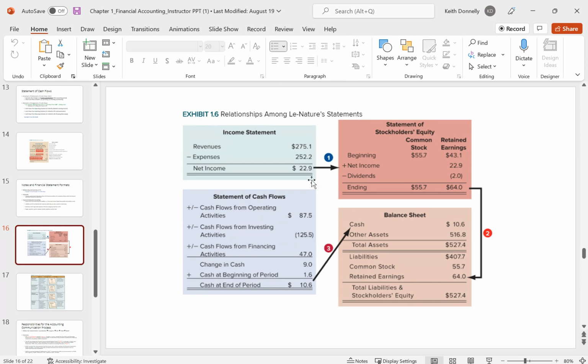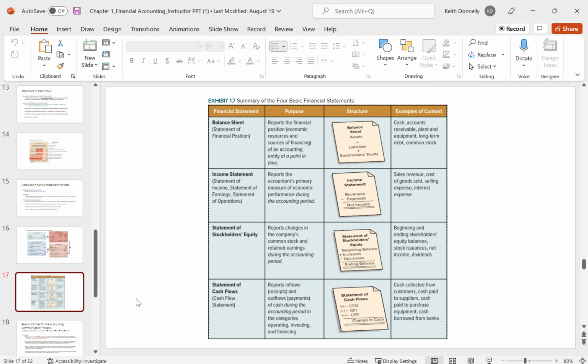So the idea here is you take your net income, the 22, right? That's used here, the 22. Your ending retained earnings, 64, is on the balance sheet. And then your ending cash from the statement of cash flows is your cash on the balance sheet. They're interrelated to each other. This is just the summary chart. It's really saying, what are the 4 financial statements? Why do we care about them? What's the baby equation? And then what are some accounts that you might see on there?